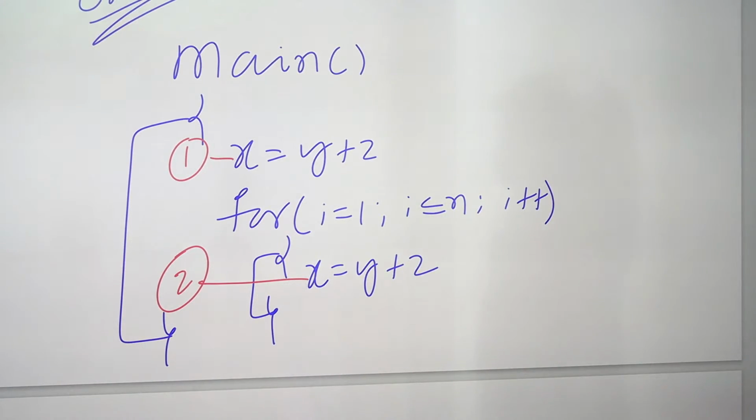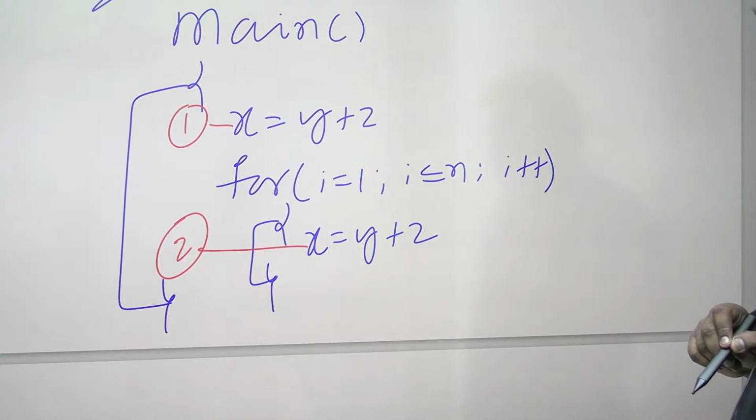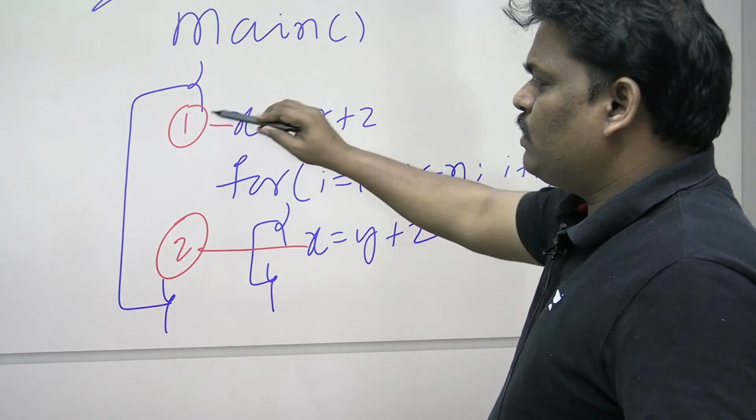A for loop is not a statement. Identify how many statements there are. Two statements are there. Next question. This program contains two statements, the first one and the second one.